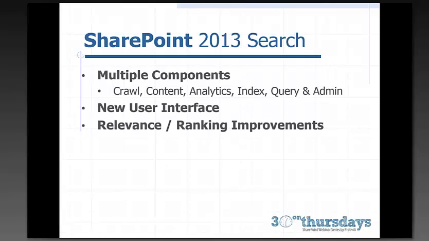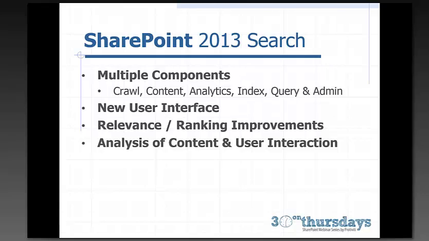Relevance and ranking improvements. If you were used to using FAST Search, then you will have seen some of these before, but the way that we can now modify the relevance, modify the ranking, create our own ranking mechanisms, allows us to really craft the results. The content analysis piece, now we can not only inspect the content, but also the user interaction to that content. So how many times was that content opened? Did somebody make a comment on that piece of content? Did they tag it in a status update that they posted in their My Site? All of these come together to build this analysis.